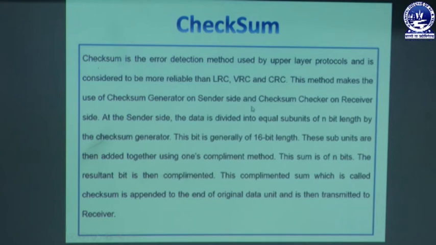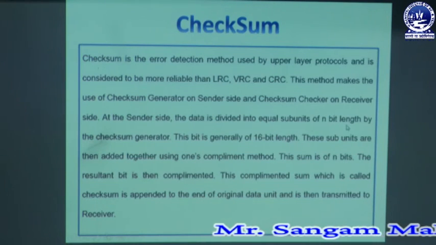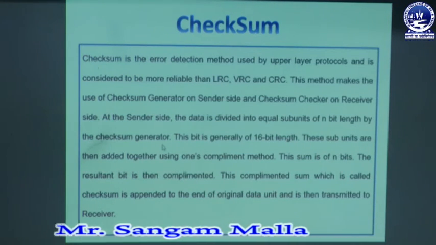If it is the same, then the original data is the same, otherwise it has some errors. At the sender side, the data is divided into equal subunits of n bit length by the checksum generator. So whenever we consider the data at the sender side, the whole data that we need to send to the receiver side is divided into equal subunits of n bit length by the checksum generator.